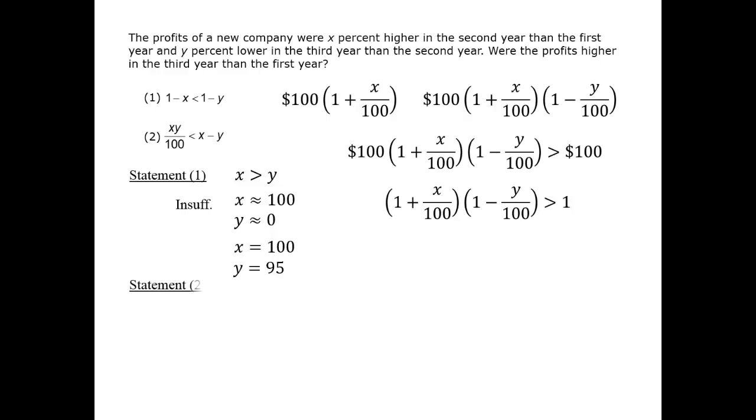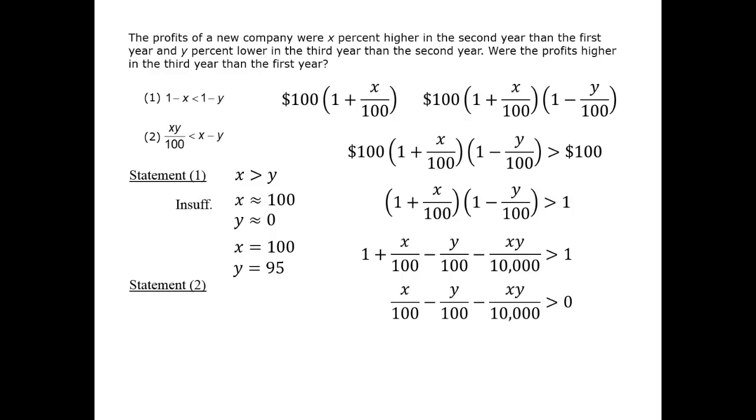Moving on to statement 2. This statement bears some similarity to the question we are attempting to answer. We can go back and multiply out the left side of our expression of interest to get the following. Here we can subtract 1 from both sides, and then we can multiply both sides by 100, getting the following expression. Comparing this with statement 2, we can see that statement 2 is presenting us with the fact that is exactly what we are looking for. Since statement 2 tells us that this inequality is true, the answer to the question posed will always be yes.